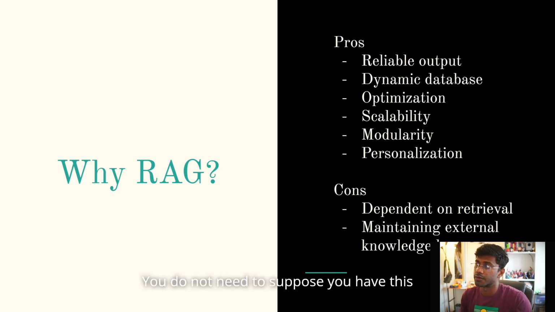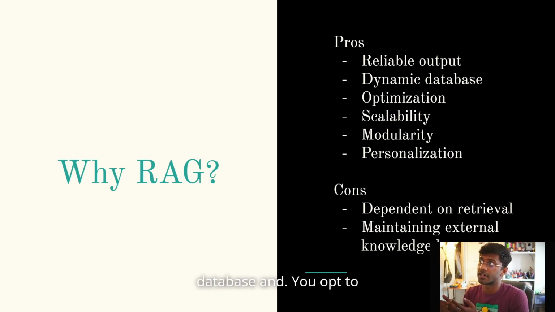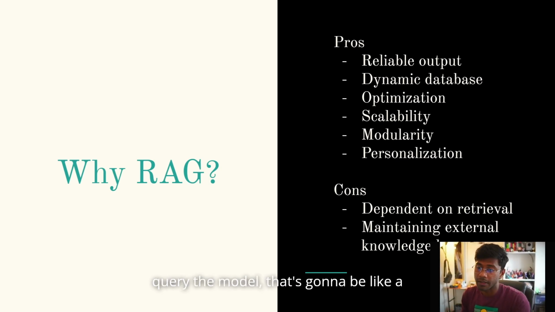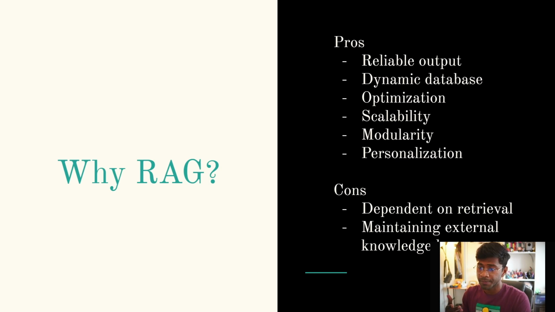Suppose you have this database and you opt to include all of that data as part of your context every time you query the model. A large context window might be required for that, and you're still looking at a lot of irrelevant data. This is optimizing that by fetching just the relevant documents needed for the query. So optimization, and scalability, because again, there's no limit to the database size. You can just keep increasing it.